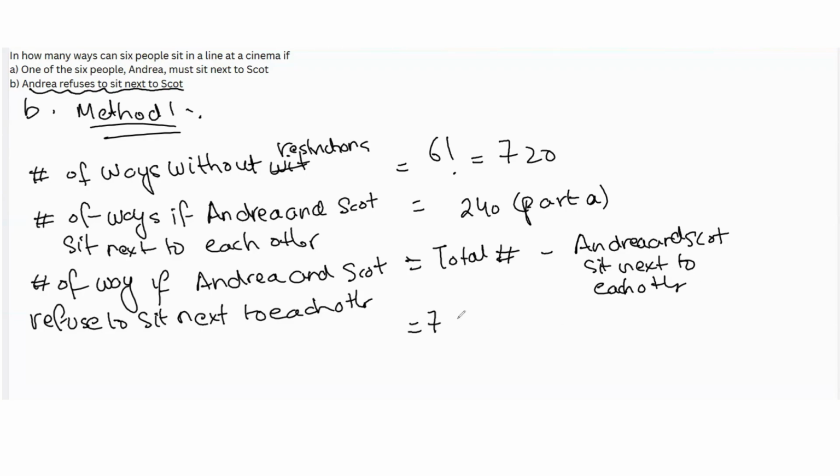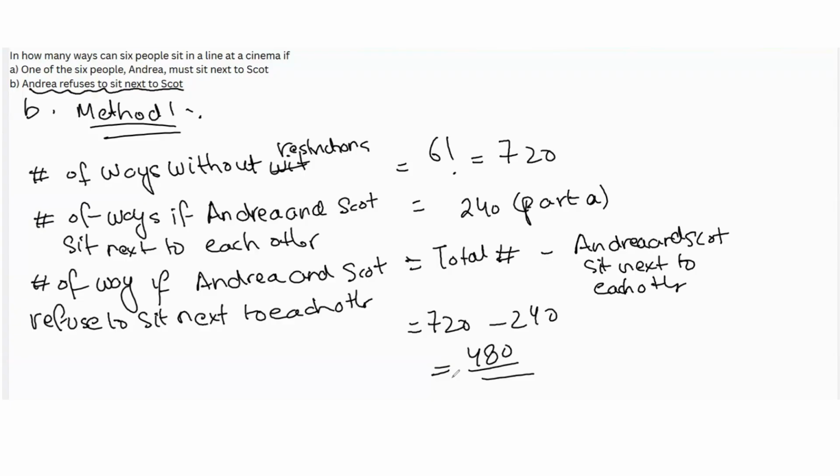Right, so this would be 720 minus 240 is 480. So this is one way to do part B, where you find the total number of arrangements without any restrictions, and then from this you subtract the number of arrangements if they are to sit next to each other, which we found in part A. And the difference is going to be the number of ways if they refuse to sit next to each other.